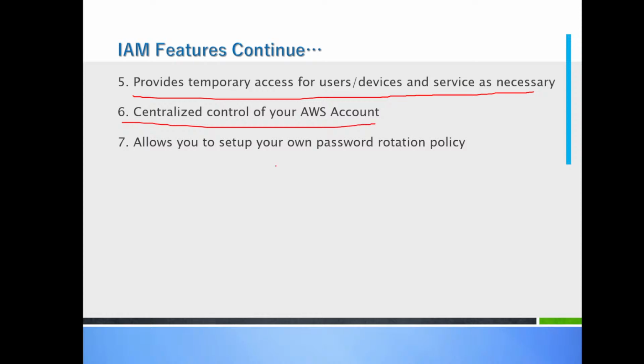Centralized control of your AWS account allows you to set up your own password rotation cycle. You might have observed in your banking that after a certain period of time you have to reset your password, right? Your password expires. Similarly, in your corporate, in your AWS account, you can set a password rotation cycle where after a certain period of time the password will be automatically reset. The password will expire and you have to reset the password.